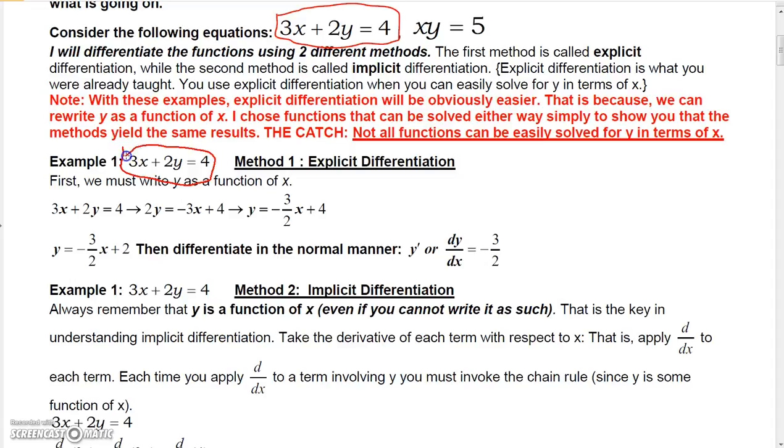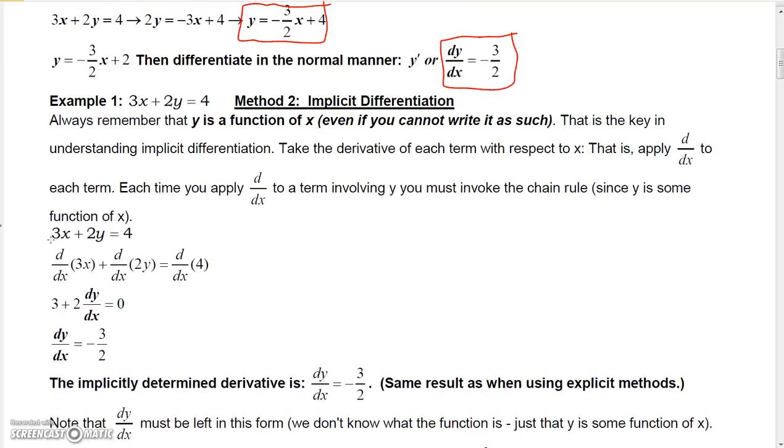So you can go through the algebra here and solve this for y, and you'll get y equals minus 3 halves x plus 4. Then if you take the derivative of that with respect to x, you'll just get negative 3 halves. And so again, that's explicit differentiation. That's what we've been doing.